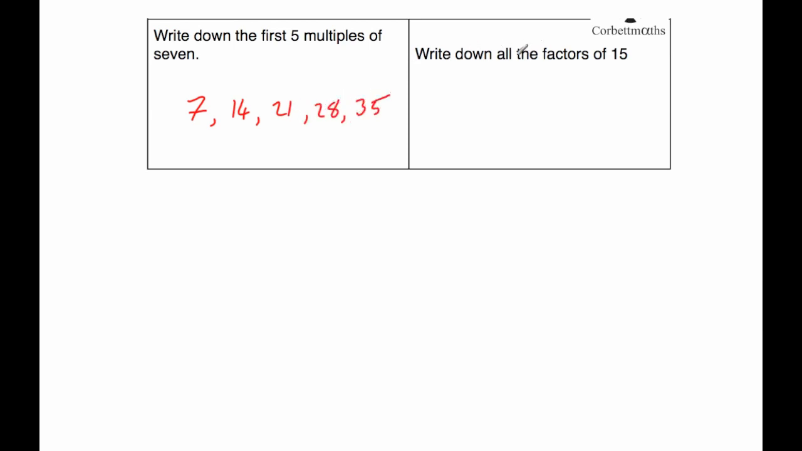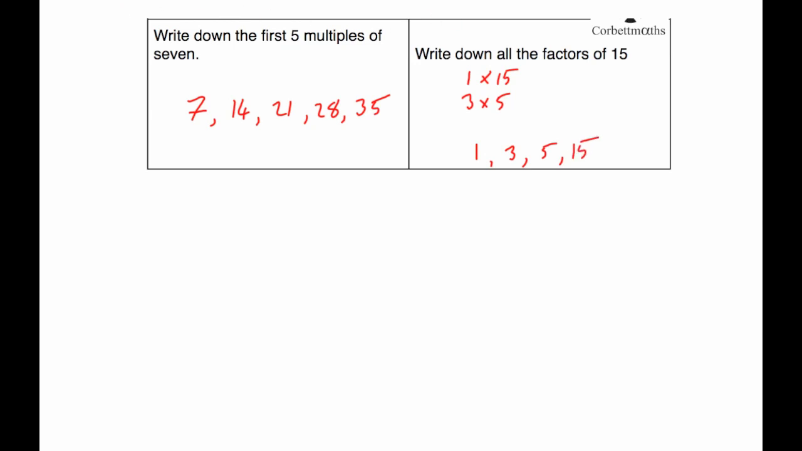And the next question says, write down all the factors of 15. So let's think of the factor pairs. Well, 1 times 15 is 15, and 3 times 5 is equal to 15. And there are all the whole numbers that will multiply together to be 15. So, all the positive whole numbers that will multiply together to give 15. So that's going to be 1, 3, 5, and 15.